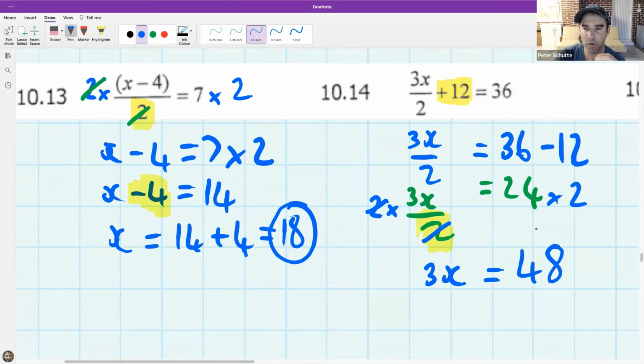Okay, so now the good news is the x is getting lonelier and lonelier, right? So all that's left next to the x is the 3, but I have to deal with that 3. And so what do I need to do with that 3?